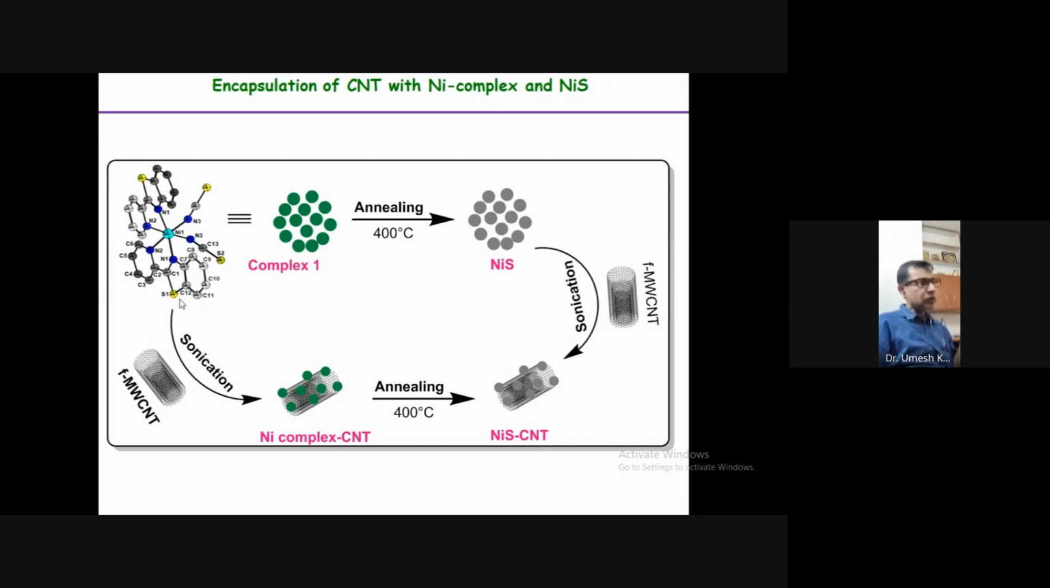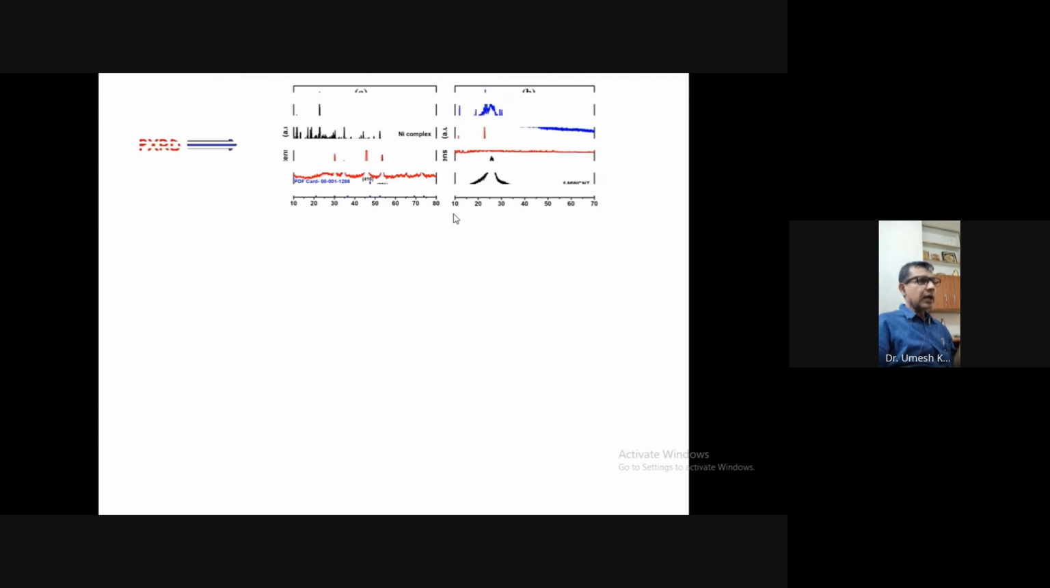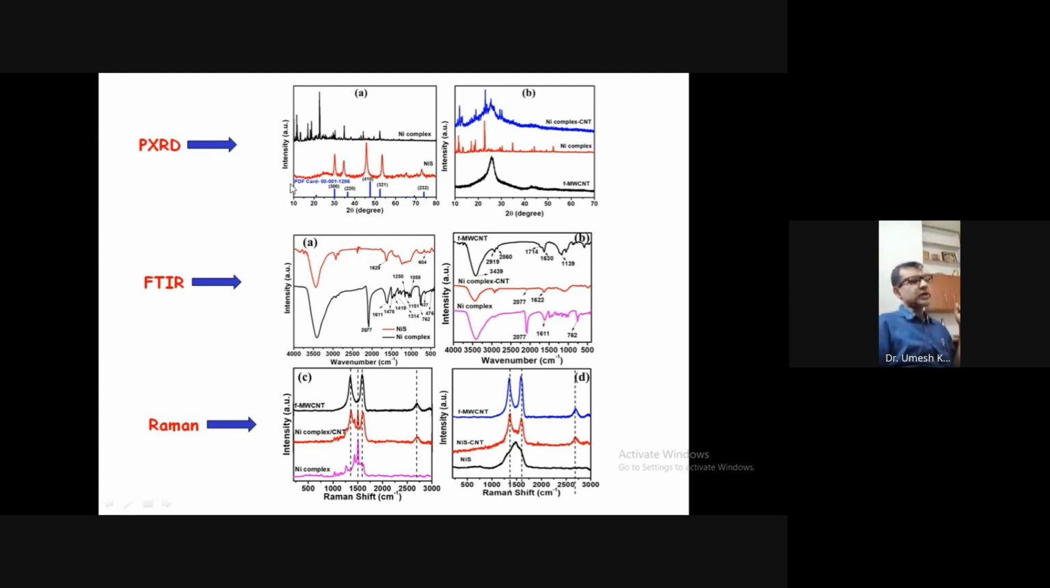Another way to get this nickel sulfide CNT is to first sonicate the complex directly with the multi-walled CNT, and then anneal this nickel complex CNT at 400 degrees centigrade, giving the nickel sulfide CNT. This is characterized by different spectroscopy data. This is the powder XRD study of the nickel sulfide and nickel complexes, and the nickel sulfide was compared with the JCPDS value, indicating the formation of nickel sulfides.